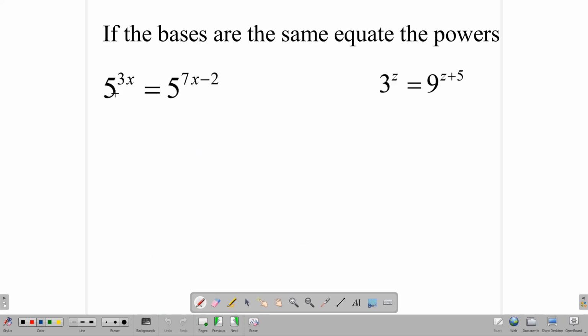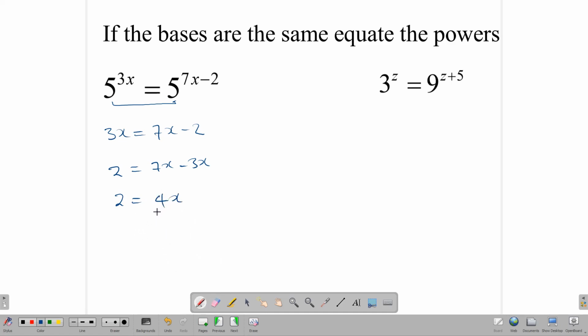Here we have 5 to the 3x is equal to 5 to the 7x minus 2. Notice that the bases are equal already, so we just go ahead and equate the powers. So we have 3x is equal to 7x minus 2. And then all we need to do here is to rearrange our equation by saying 2 is equal to 7x minus 3x. And therefore 2 is equal to 4x.